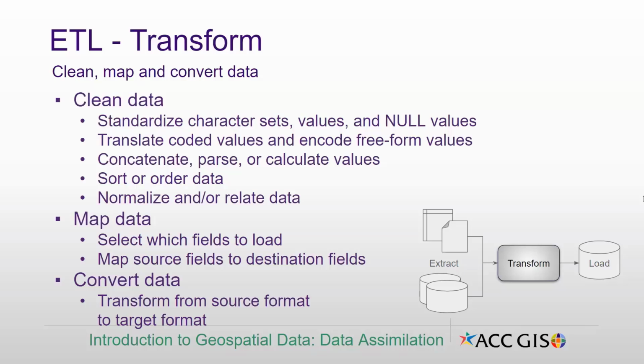The transformation process also involves mapping the data, which means selecting which fields you're going to load and then mapping those source fields to the destination fields. So you might not want all of the attributes for the source data, and you can exclude some of the attributes. And then for the attributes that you do include, you want to make sure that you map each field in the source to each field in the destination, so the source data gets properly loaded into the target data. The last part of the transformation process is to convert the data, and that is to transform from the source format to the target format.